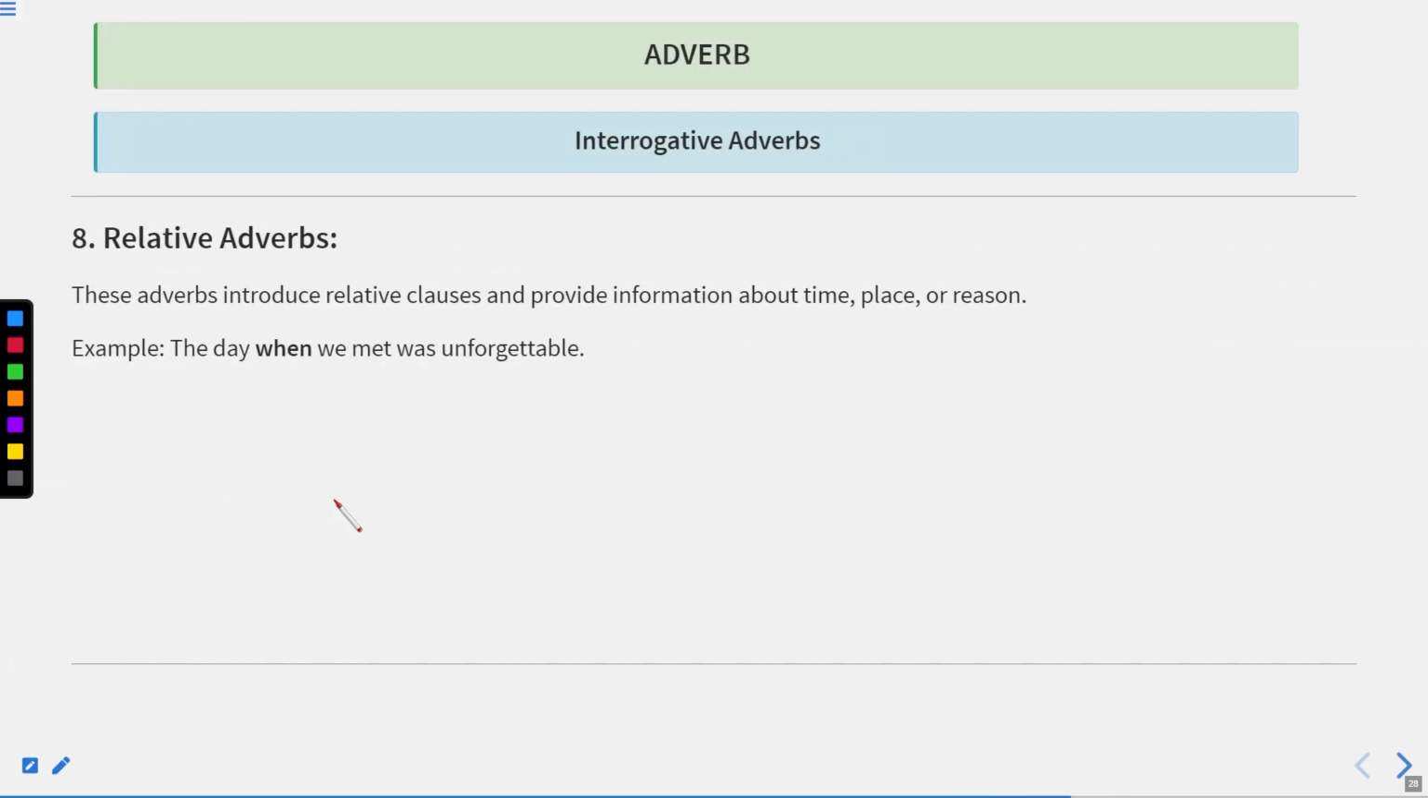Now we'll discuss relative adverbs. These adverbs introduce relative clauses and provide information about time, place, or reason.